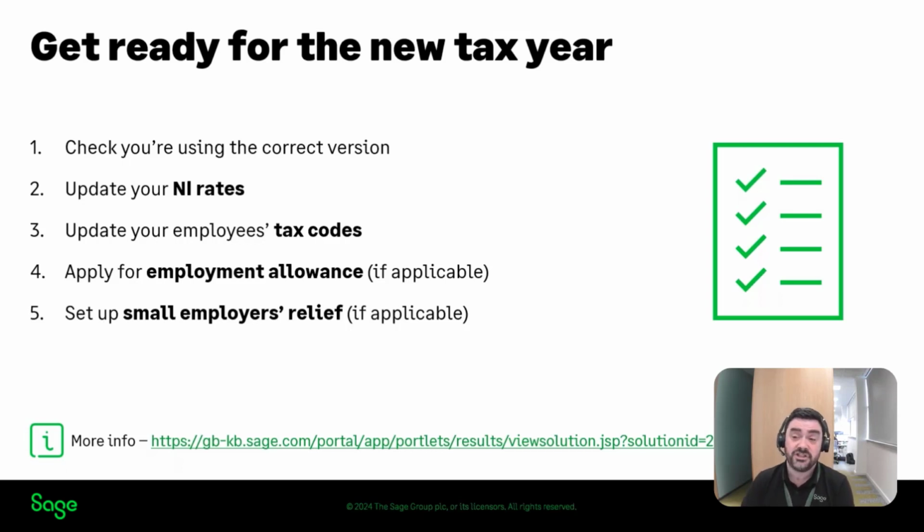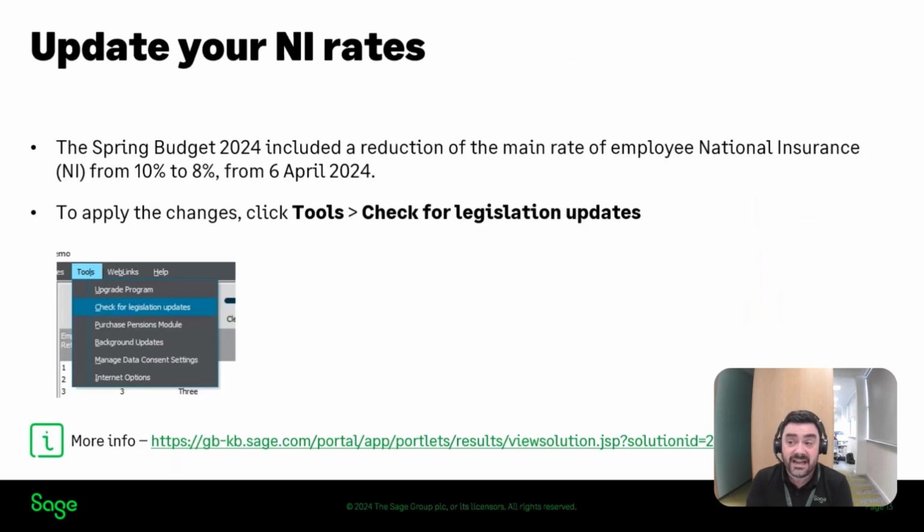Now, as long as you've got version 30 installed, you're then ready to update your national insurance rates for the new tax year. So in the spring budget, it was announced that the main rate of employees' national insurance will be reducing from 10% to 8% effective from the 6th of April. So there wasn't much notice of this change. It's just a month turnaround to get that change in place.